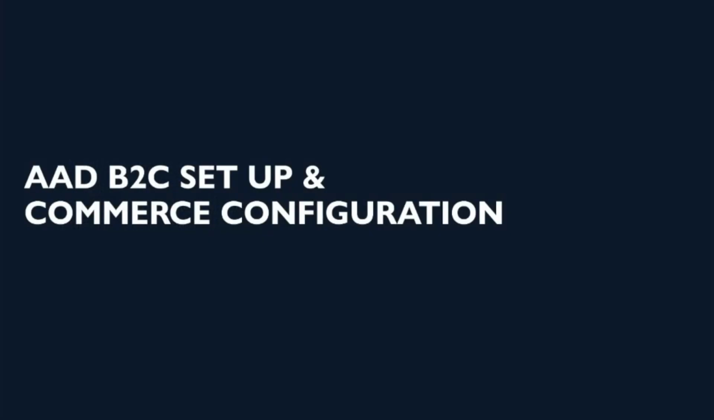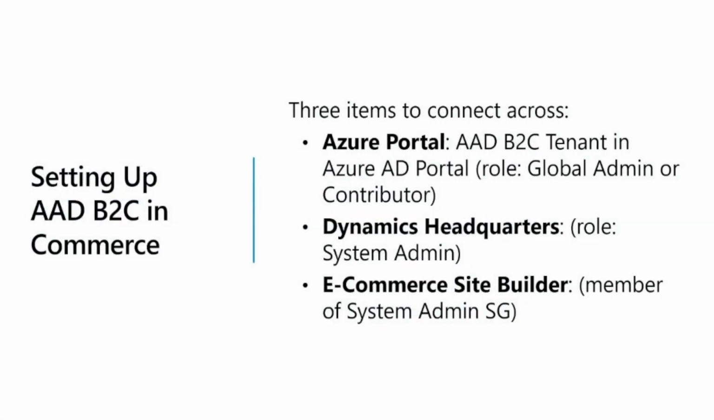So with that, let's look at setting up the B2C tenant and configuring in Commerce. So when setting up your AAD B2C tenant across the system, there's three elements we'll have open typically. You'll need the Azure portal for your B2C setup and configuration, Dynamics headquarters, and the Dynamics e-commerce site builder. And I like to have those open in three different tabs because it's a little easier to jump around once you have all the information you need.